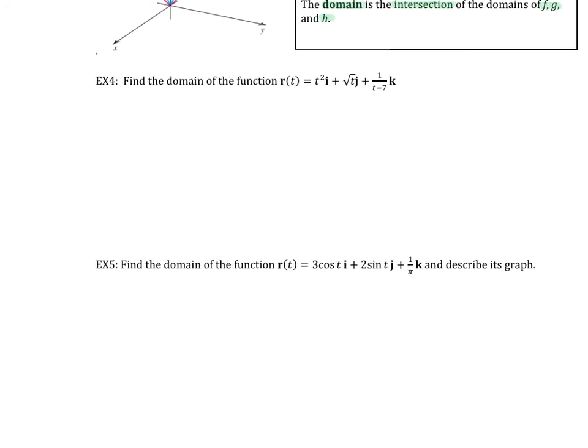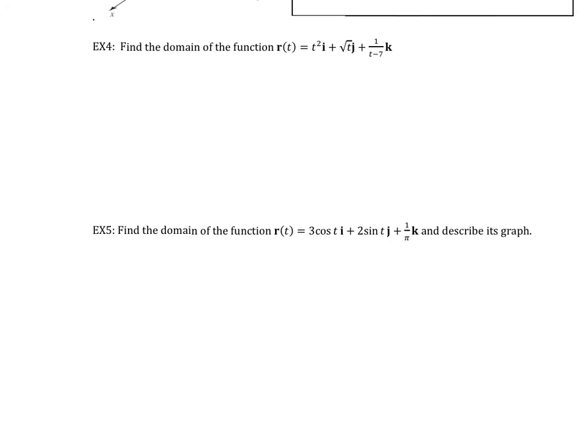Example 4, we're given a vector valued function in terms of the unit vectors i, j, k. You can think of this t squared as being your f, the square root of t as g, and 1 over t minus 7 as h. I'm going to use some shorthand for domain of f. That's just t squared. So when we're talking about the domains, first of all, we're talking about t values.